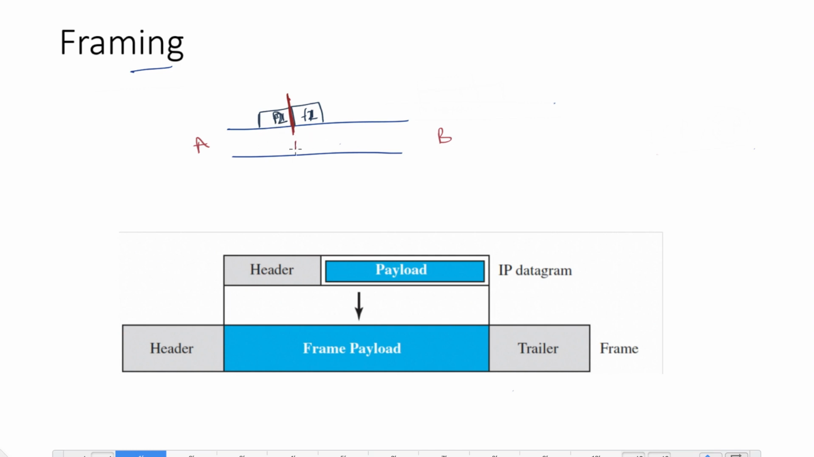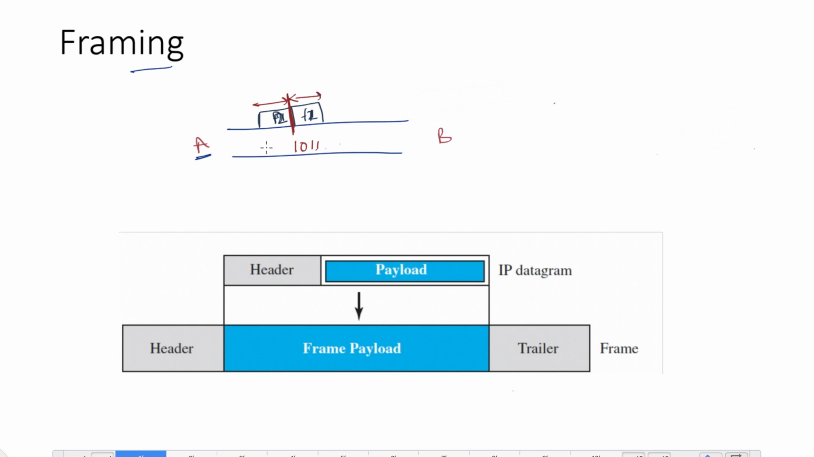Because we will be sending bits like 1 0 1 1 1, something like that, right? So we will be sending a stream of bits, and now it's the job of B to identify what the structure of frame 1 is and what the structure of frame 2 is. So A should be doing something in the frames, and that is what is called framing, so that B can identify that this is the start of frame 1 and this is the end of frame 1. Similarly, this is the start of frame 2 and this is the end of frame 2.